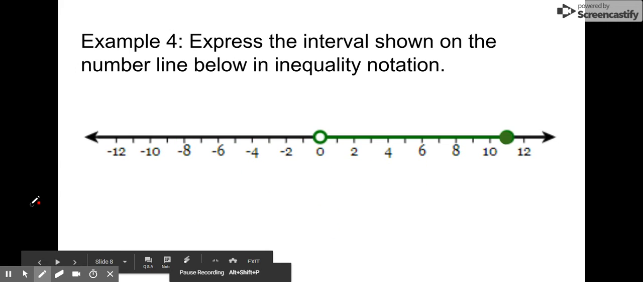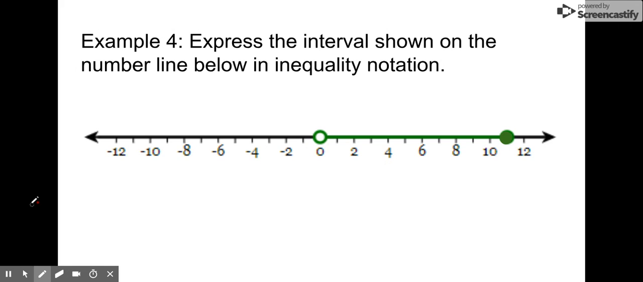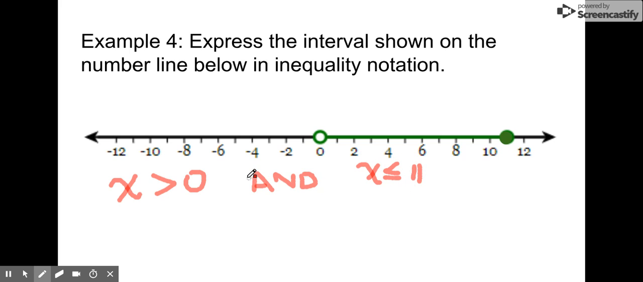So here we have another example where it's an and situation, which we can recognize because instead of the shading going off in opposite directions, there's just one piece that's shaded between two circles. But this case is a little different because we have the one open circle and one closed circle. So we know that x is going to have to be greater than 0 because it's going off to the right, and we have an open circle, and x is also less than or equal to 11 because we have that closed circle being shaded off to the left.